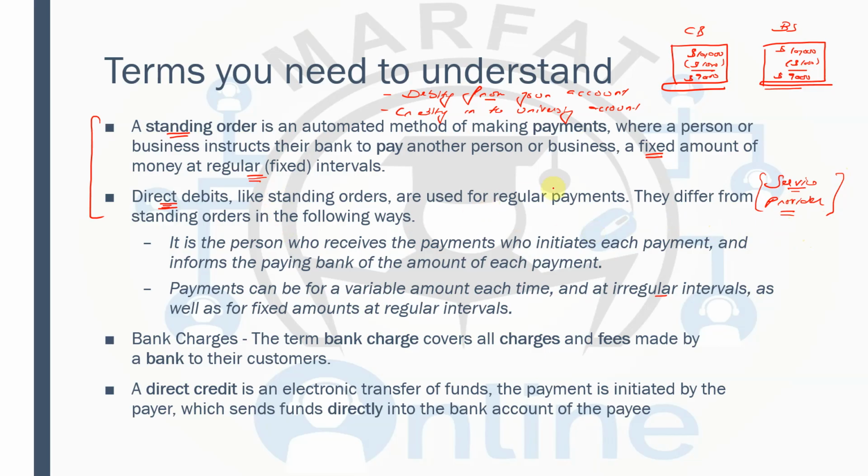So if you want to make fixed payments at regular intervals, use the standing order service. If you want to make irregular payments with variable amounts, use the direct debit. Both are actually the same. In both services, the money is deducted from your bank account and is paid to the recipient.